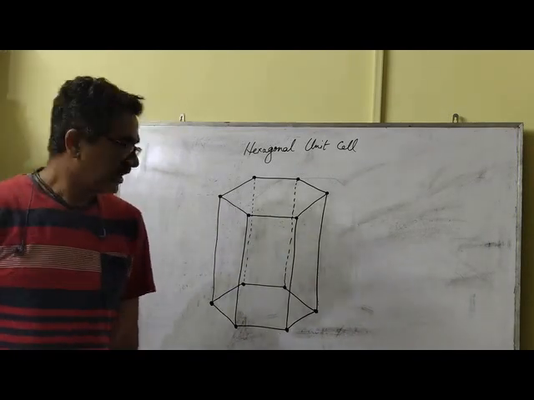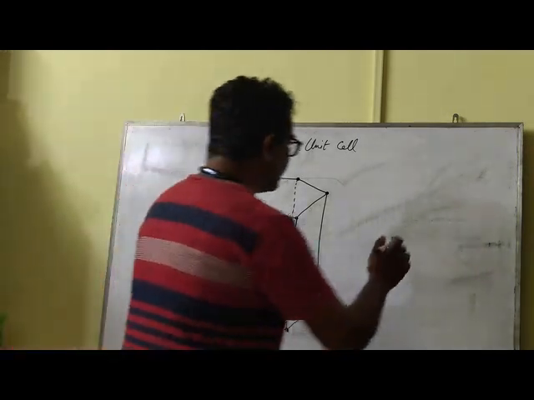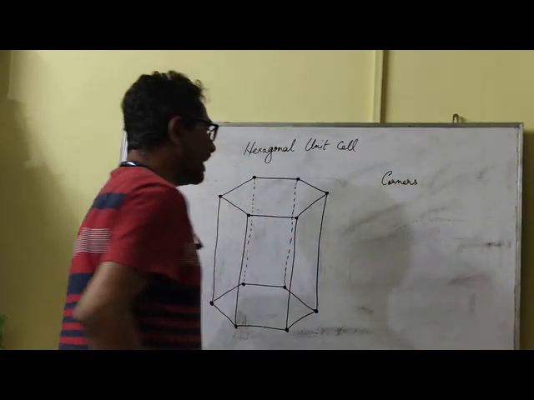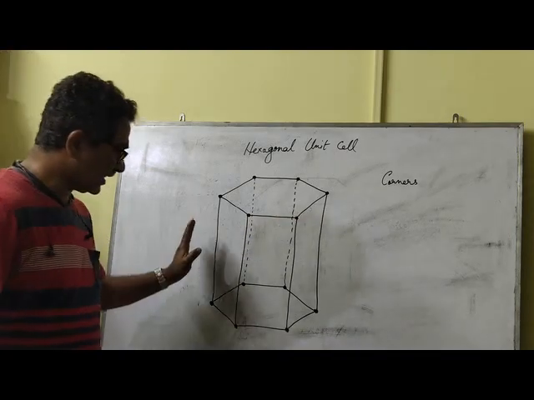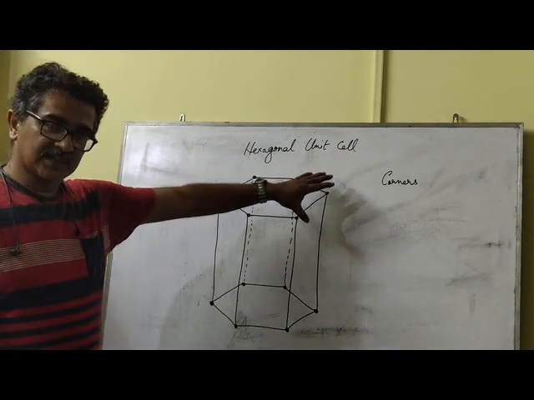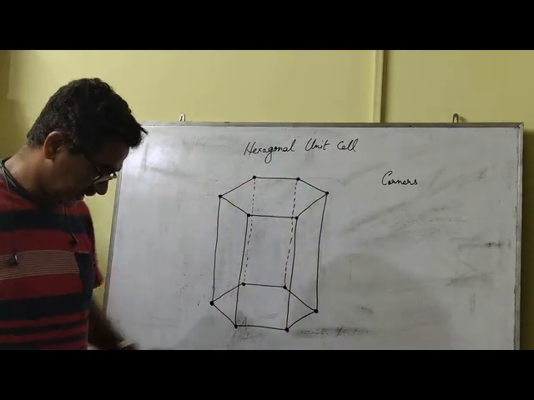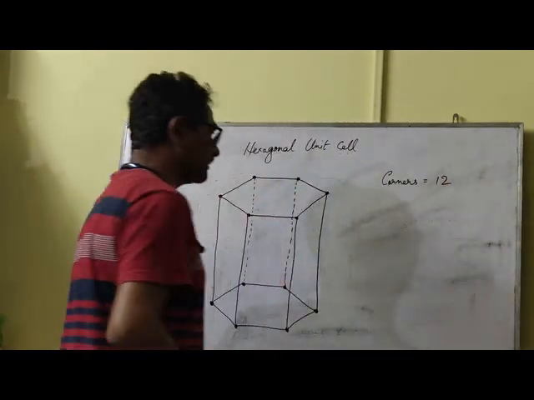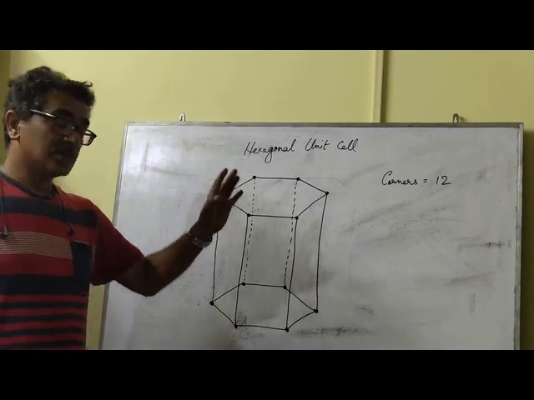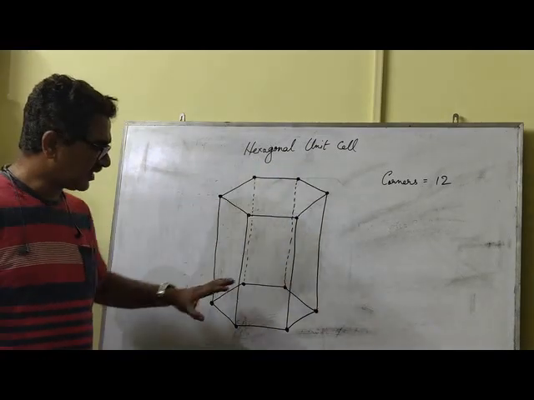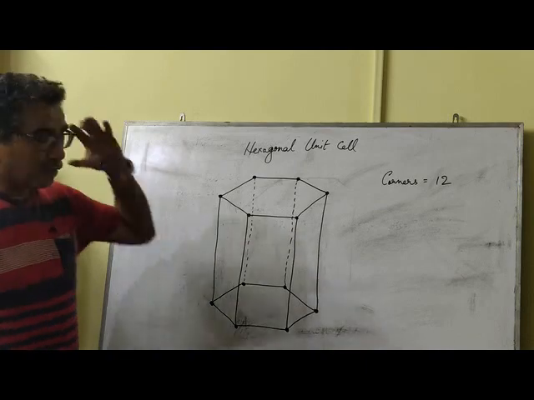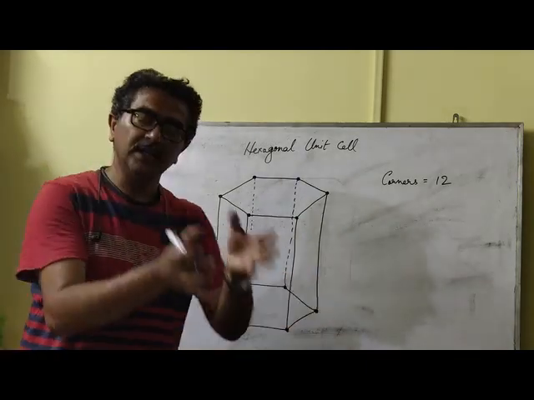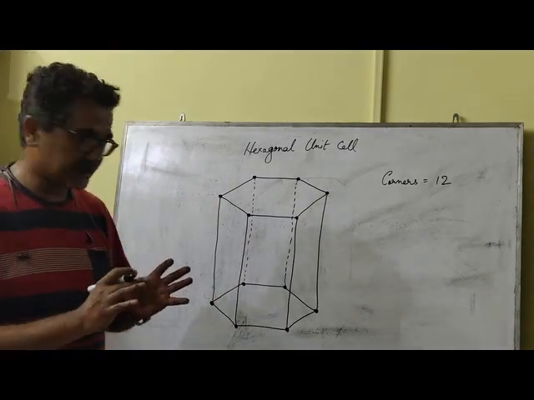So first of all, we'll try to understand the number of atoms at the corners. At the corners, how many atoms are there? There are 6 at the top end and 6 at the bottom end. So we have 12. So 12 atoms are present in the different corners. Now, what part of the atom is inside this hexagonal unit cell? We have to understand this.